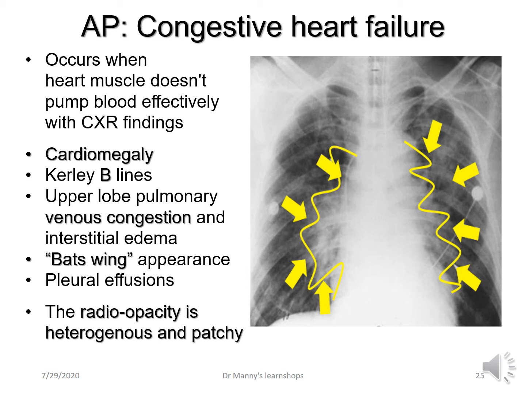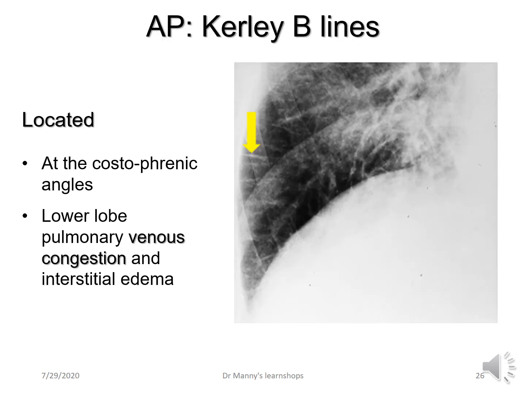If we look at Kerley B lines, they are located at the costophrenic angles, out in the periphery, and in the lower lobe region. It's associated with venous congestion and interstitial edema. And these were lines that were identified and associated with congestive heart failure.